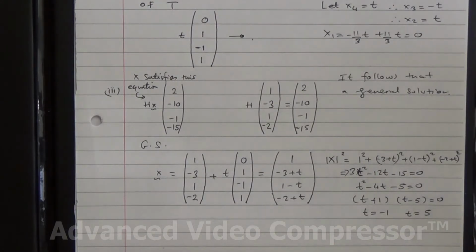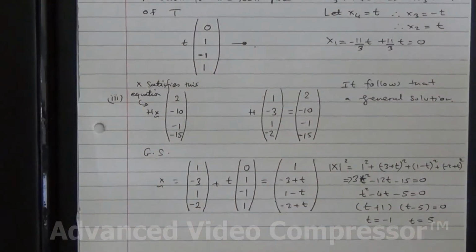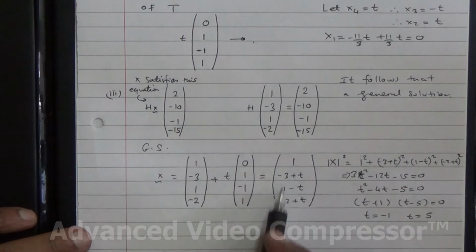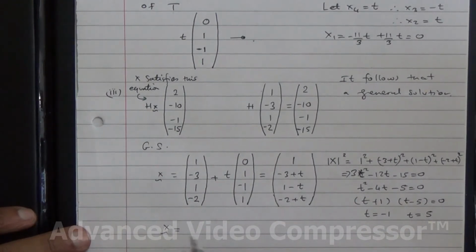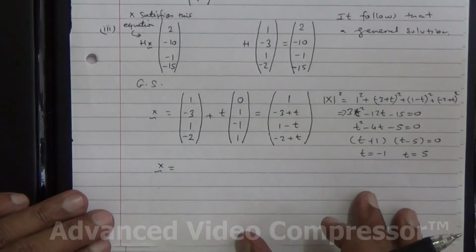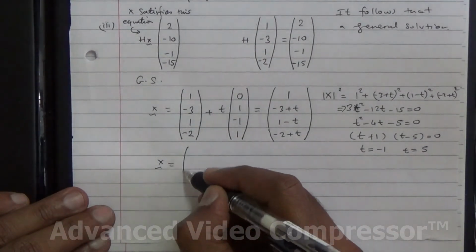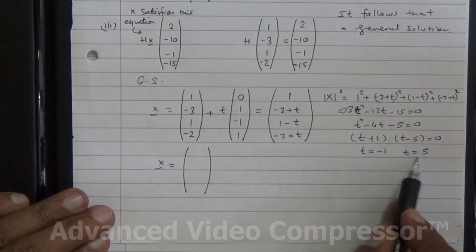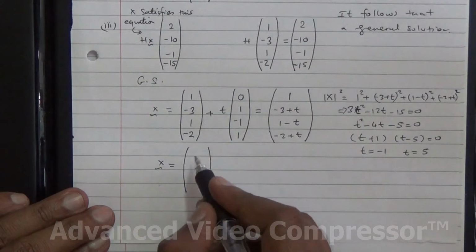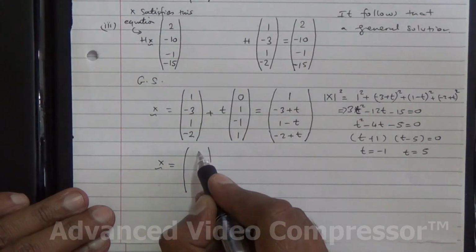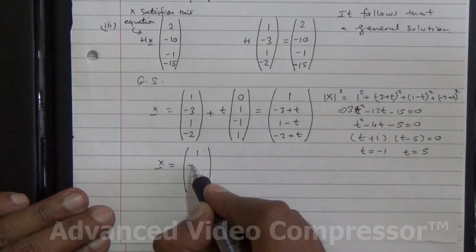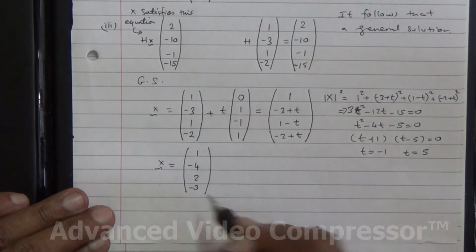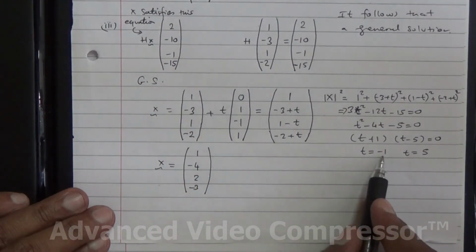Now we're going to use these two values by substituting them in here to be able to obtain the vector x. You will observe that whether you take minus 1 or you take 5, you will always end up with the same vector. Here it's going to be 1, minus 4, 2, and then 3. This is when t is equal to minus 1.